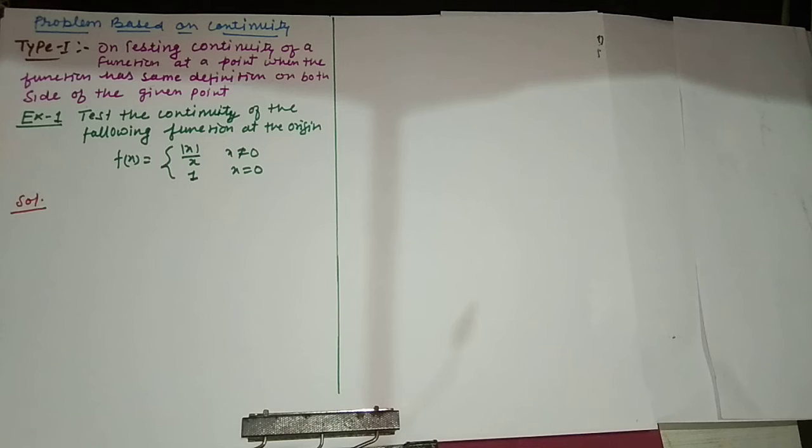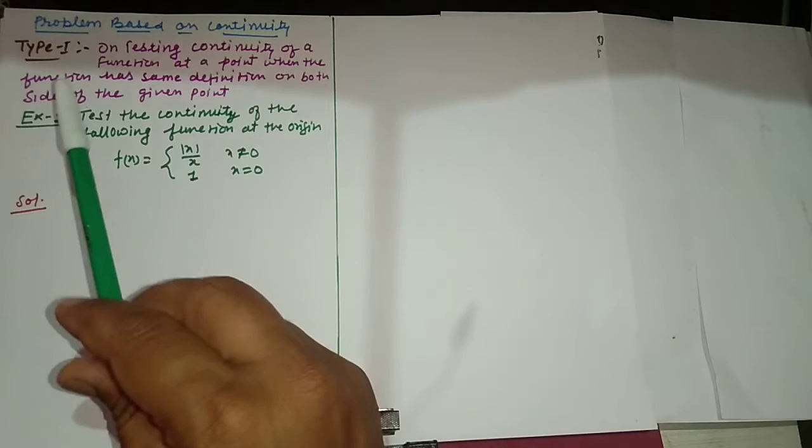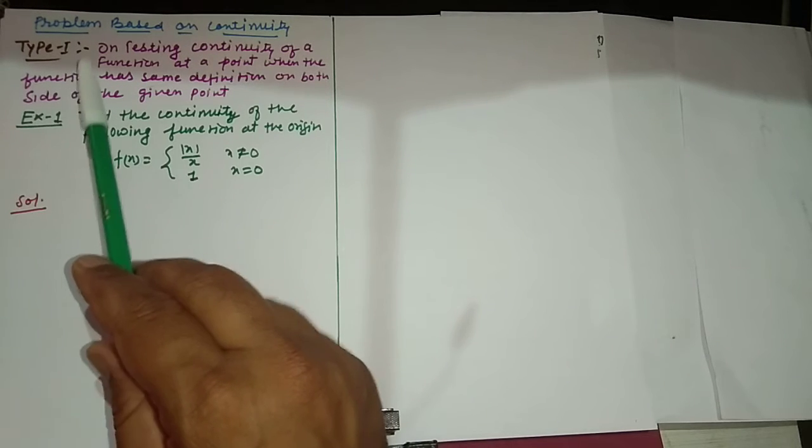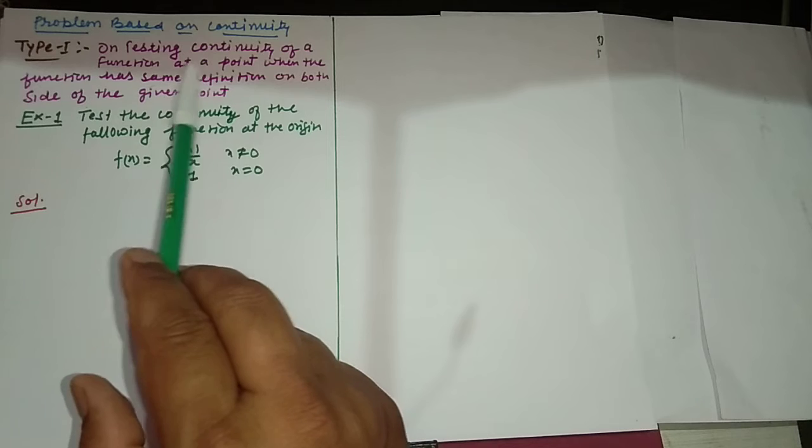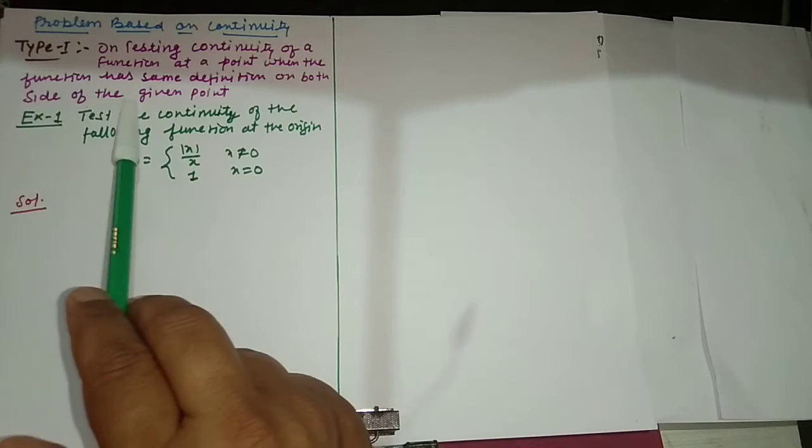Friends, in this session of the video we are going to talk about problems based on continuity. We have already discussed what continuity is, and how we can prove a function is continuous or not continuous, in my previous video. Today we are going to discuss problems based on continuity, type 1. In type 1, we test continuity of a function at a point when the function has the same definition on both sides of the given point.